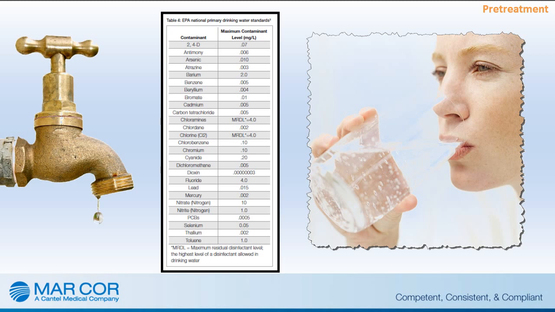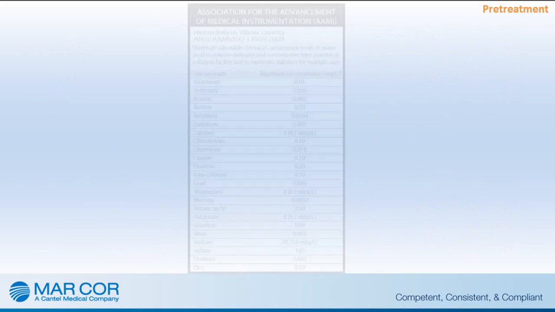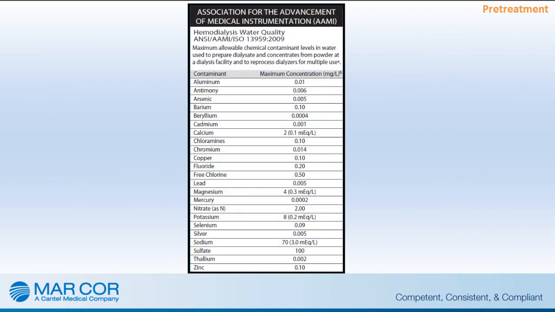The Association for the Advancement of Medical Instrumentation, known as AAMI, has developed a list of water contaminants and the allowable levels of these contaminants in water used for the preparation of concentrate from powder, for reprocessing dialyzers, and for the preparation of final dialysate. This chart lists those contaminants and the maximum concentration in water used for hemodialysis.